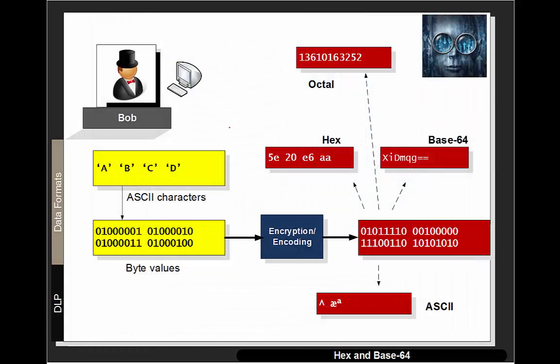Okay, so humans understand text typically. So we might start up with our ASCII characters. Those ASCII characters are then represented as some sort of binary format. And then we might take these bit values, normally organized within bytes, and then we might encrypt or encode or something like that. So we end up with another bit stream here.